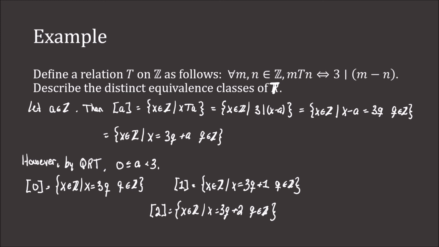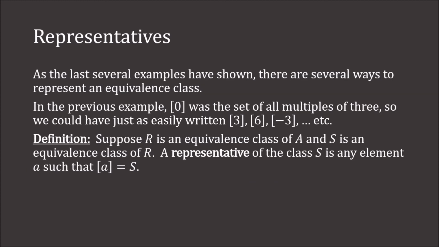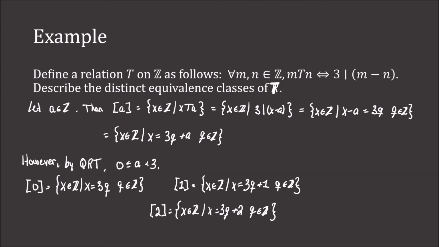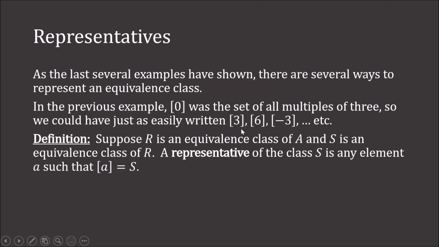Now, as we've been seeing in the past several examples, there are several ways to represent an equivalence class. So in the previous example, here, we used the class of 0 to represent the multiples of 3. So we really could have just as easily written this class here as the class of 3, or the class of 6, or the class of -3, et cetera. So we could have used any multiple of 3.